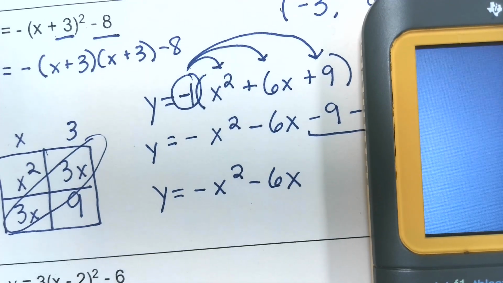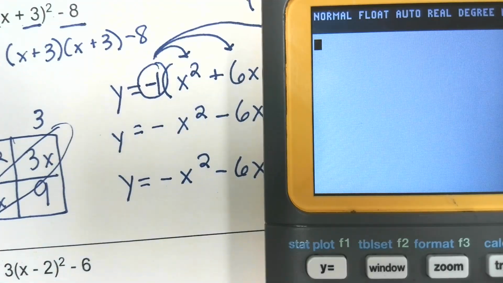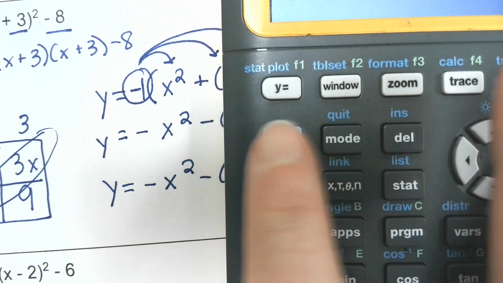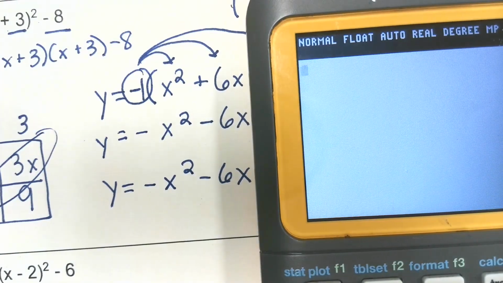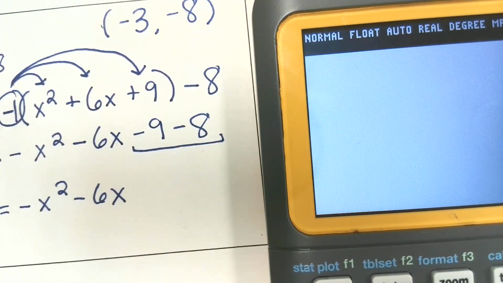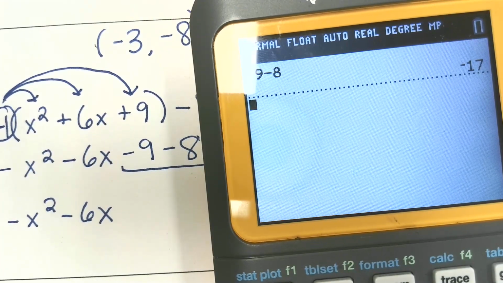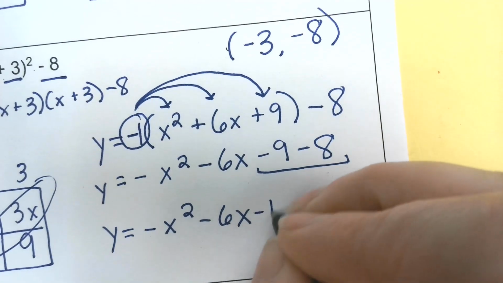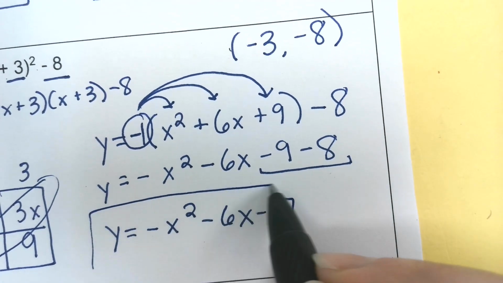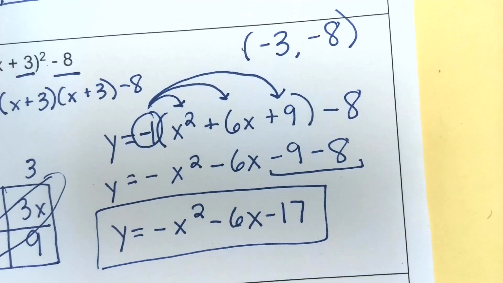So if you need to, go back to your home screen. You can hit second mode to get back to your home screen. And we're going to do -9 plus or minus 8. There we are. And that is -17. So this is standard form of the equation of the quadratic.